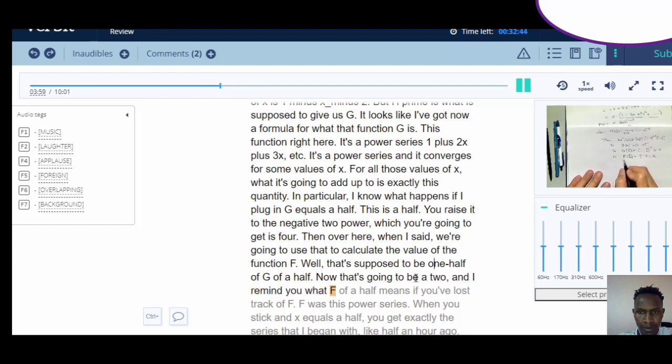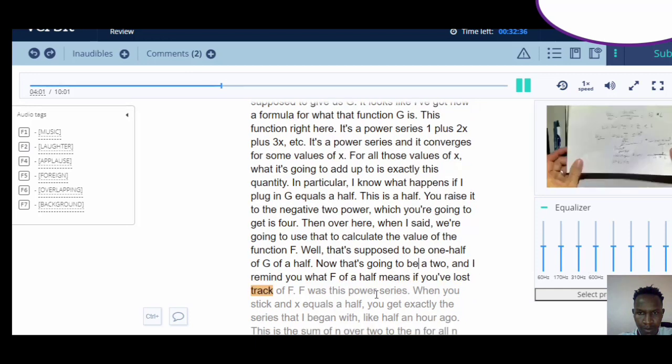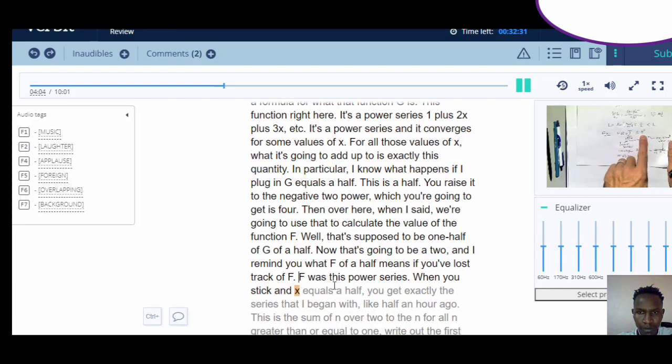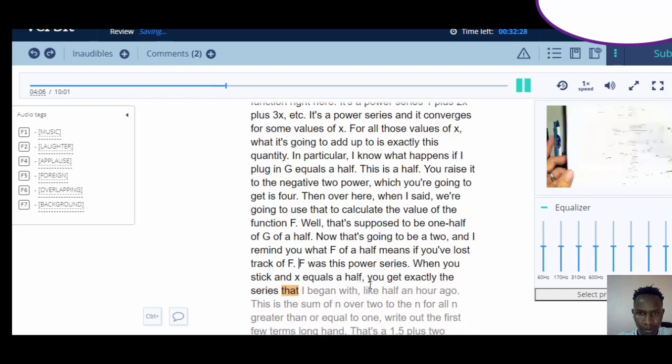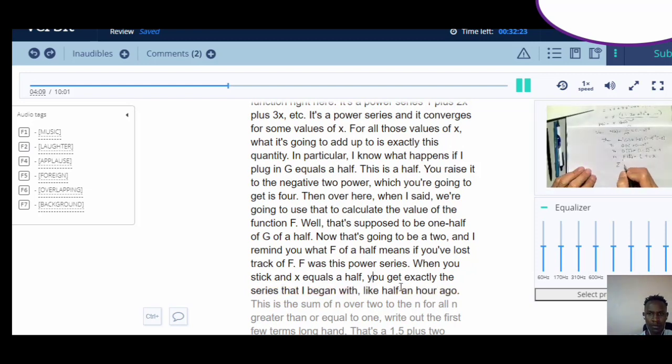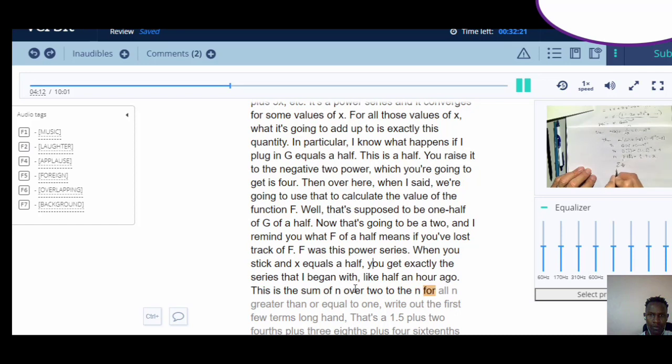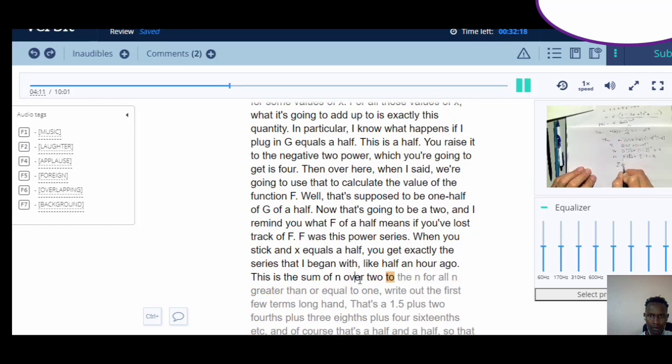And I remind you what f of a half means, if you lost track of f. F was this power series, and when you stick in x equals a half, you get exactly the series that I began with like half an hour ago. This is the sum of n over 2 to the n for all n greater than or equal to 1.